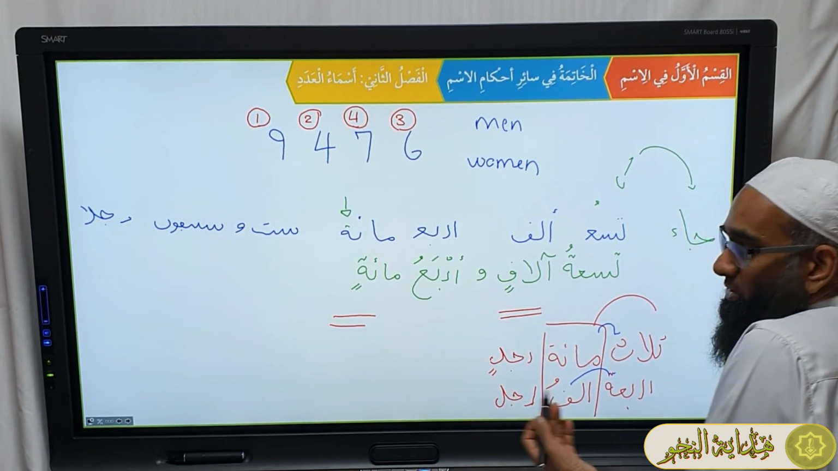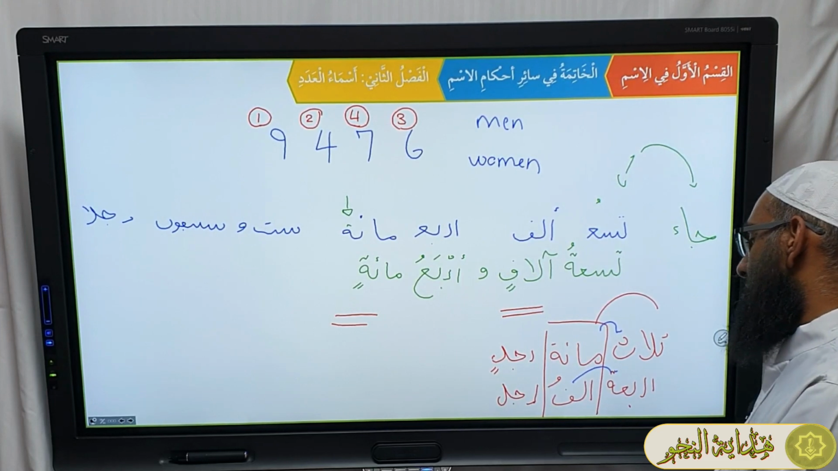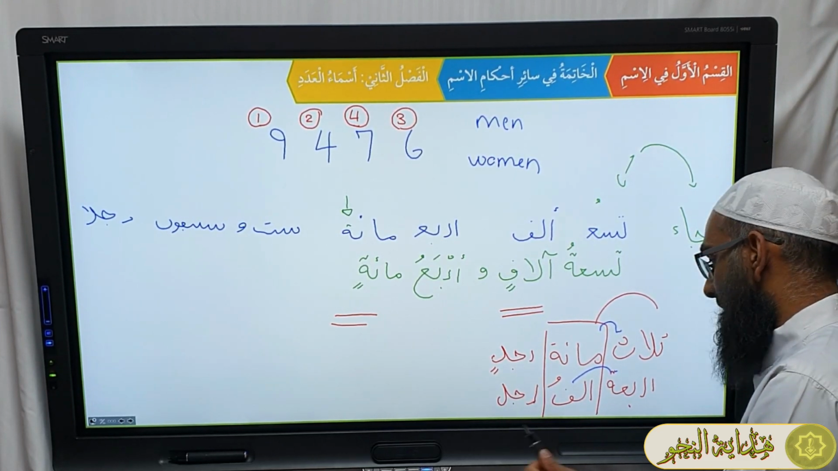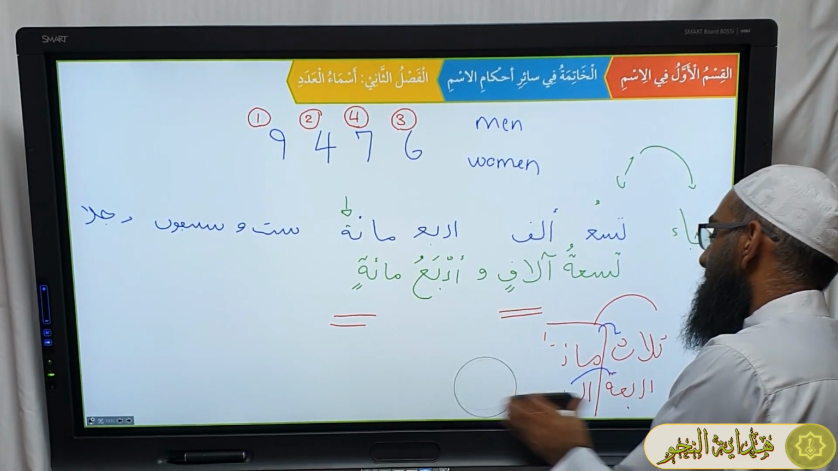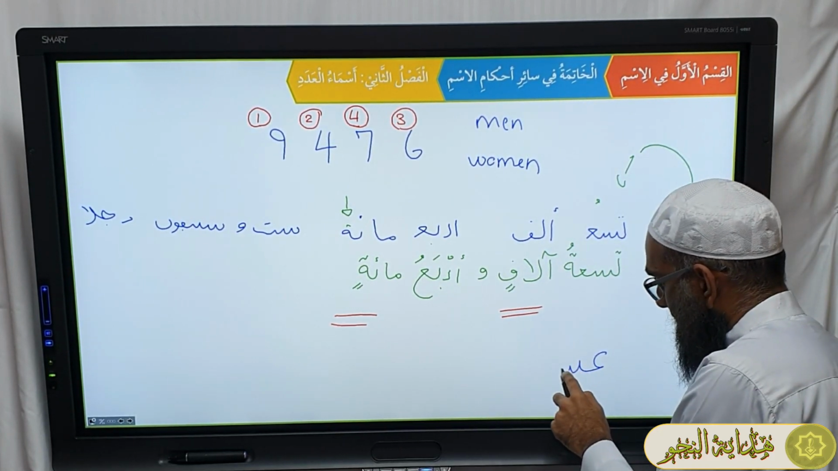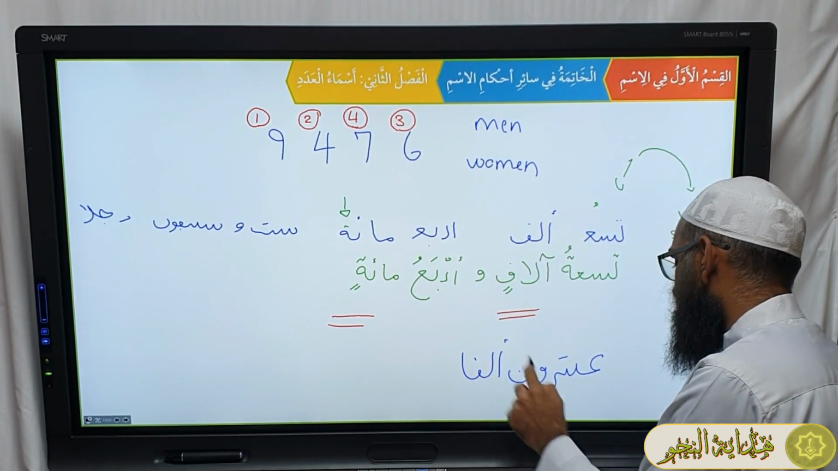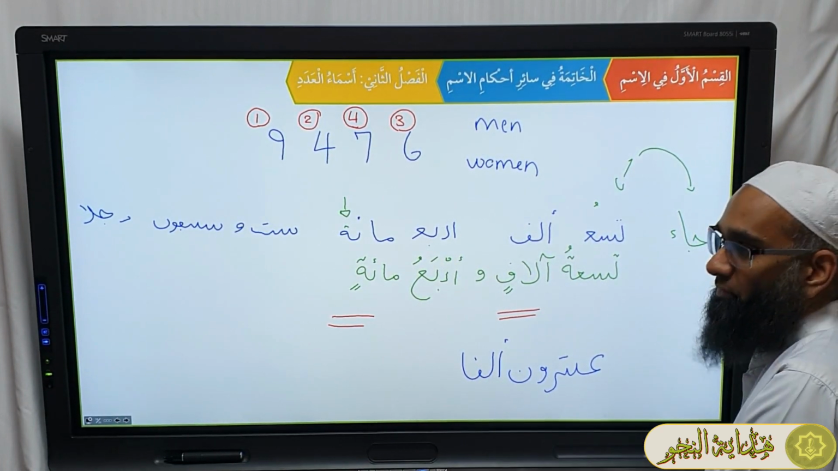Yeah, because alf is always masculine. So if there's a number before alf, it will be feminine. Unless, for example, if we have what? Ishruna alfan. Remember ishruna, then it doesn't matter, masculine, feminine.